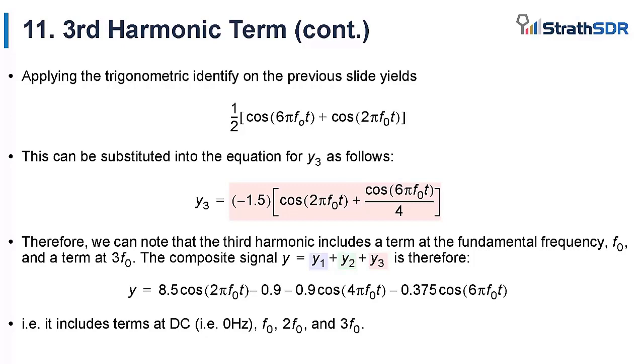In other words, it contains a term at DC, or 0 Hz, a term at the fundamental frequency, another term at double the fundamental frequency, and a final term at 3 times the fundamental. If we wanted to also include higher order terms, the fourth and fifth harmonics and so on, then we could also derive those mathematically, although we won't do that here.